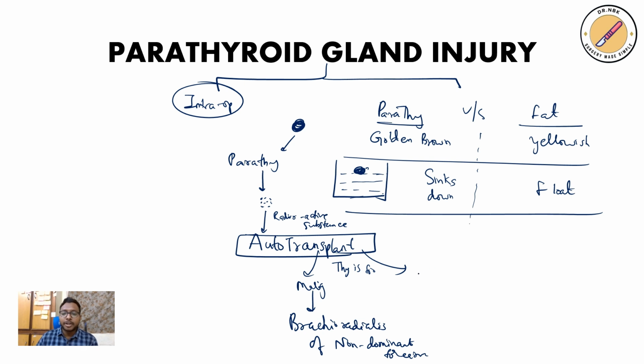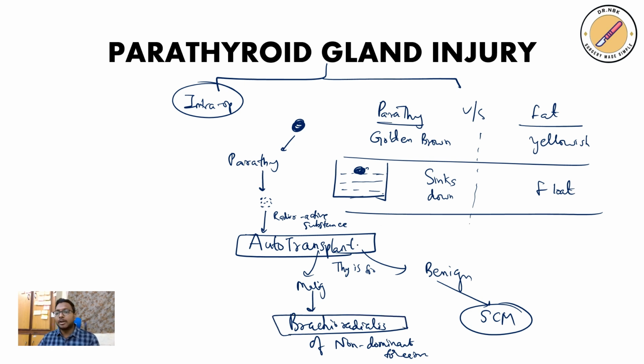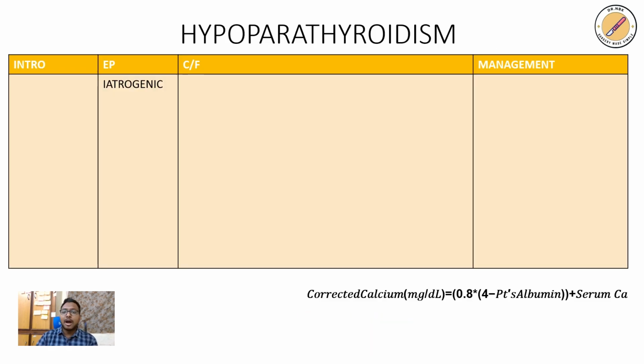Let's say, for example, the thyroidectomy is for a benign condition, then you can auto transplant the parathyroid into the ipsilateral sternocleidomastoid muscle. Okay, so these are the two important points you should remember regarding the auto transplant of the parathyroid gland. Okay, so how will you evaluate for this hypoparathyroidism? Usually here we are dealing with iatrogenic hypoparathyroidism.